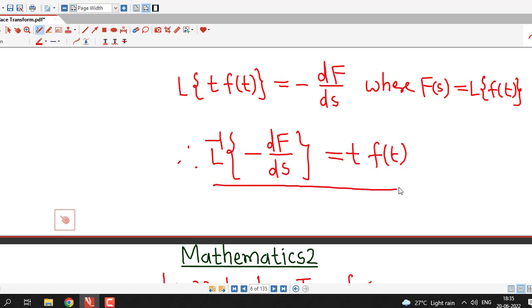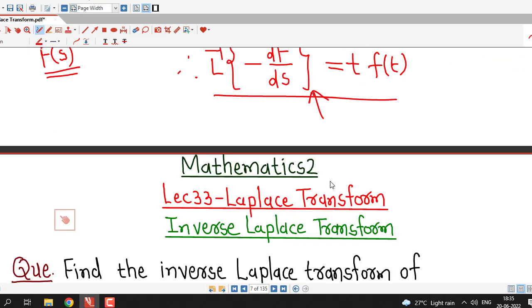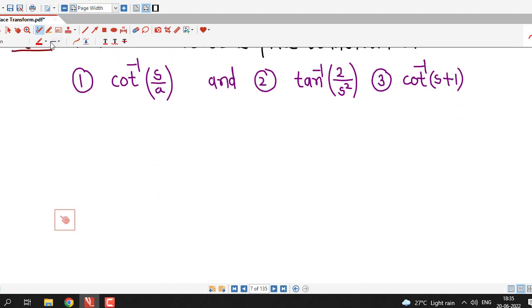So we are using this formula for this lecture also, and to use this formula first we have to find out derivative of given function of s with respect to s, and then we can use this formula. So with this formula in mind we can easily find out the inverse Laplace transform of each of these functions.